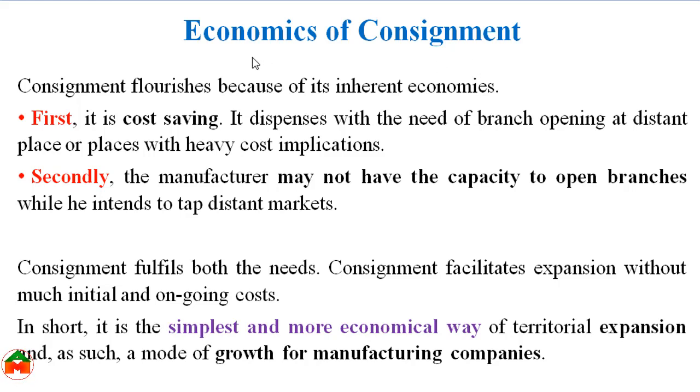So what is the benefit of consignment? I mean, what is the economics of consignment? You can see by the consignment process, the consignor can save cost. The consignor, I mean the manufacturer, doesn't need to open any branch in a distant market or in a potential market. As well, it's a simple and more economic way to sell the product with the help of an agent, I mean the consignee.